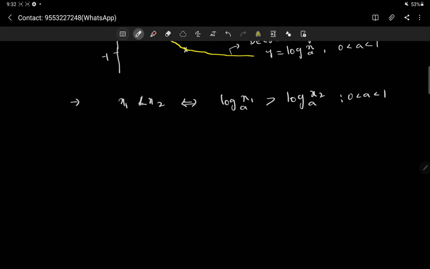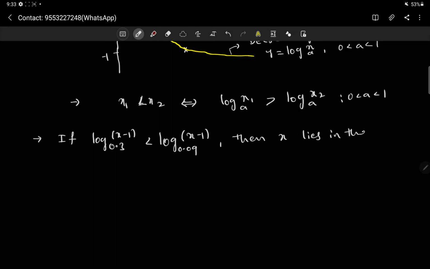Now we are going to discuss a problem based on this. See here, the problem is: if log of x minus 1 base 0.3 is less than log of x minus 1 base 0.09, then x lies in the interval.